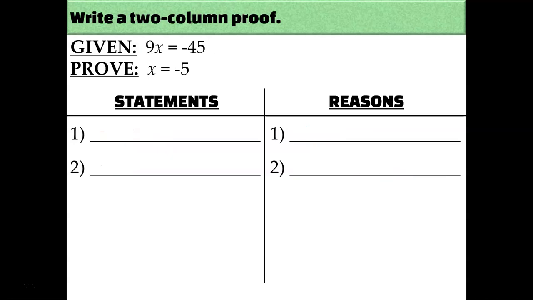Let's try another one. Our given is 9x equals negative 45, so I can copy that down as my first statement, and my first reason, of course, is given. My prove statement is x equals negative 5, so I need to somehow prove that 9x equals negative 45 is equivalent to x equals negative 5. Well, let's see what we can do. In order to solve this equation, I need to get the 9 away from the x. And since the 9 and the x are being multiplied, I can divide to get rid of it. So if I divide both sides by 9, I get an answer of x equals negative 5.